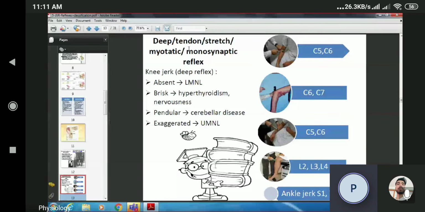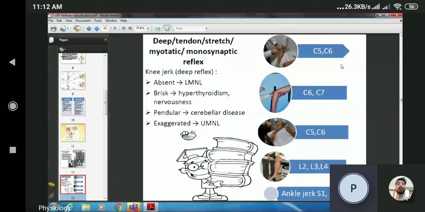Okay, let's see. This is the biceps jerk that we are doing. Its root value is C5 and C6. And do remember to do the reflex on both the sides. Both the sides means do on the right side and then on the left side and compare. Okay.